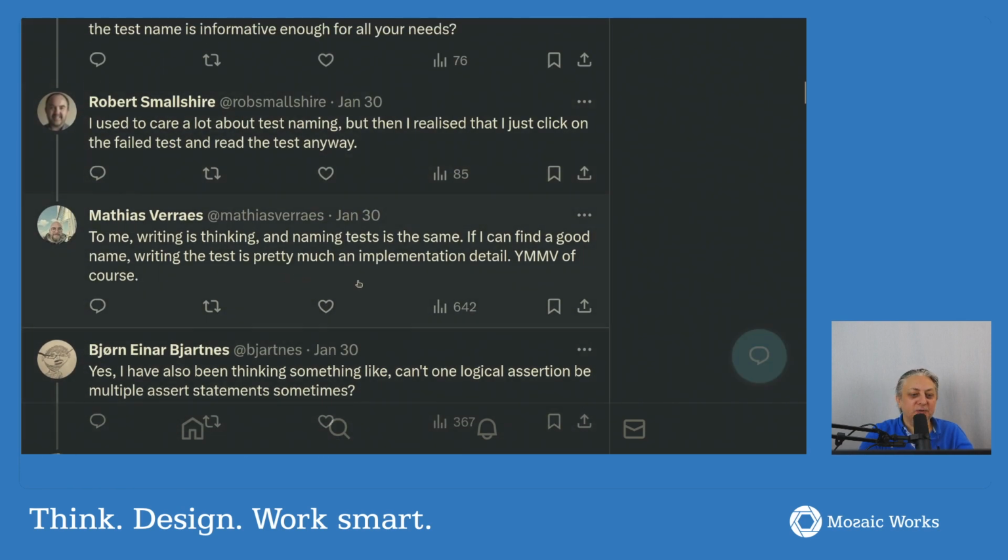And then Matthias replied to me, writing and thinking and naming tests is the same. If I can find a good name, writing the test is pretty much an implementation detail. Your mileage may vary, of course. So, yeah, more or less. Sometimes I know the test name. Sometimes I kind of poke the system, so I write the test and try to figure out which would be the next one. And then I don't really know the test name, but I kind of figure it out in the process. So this depends.